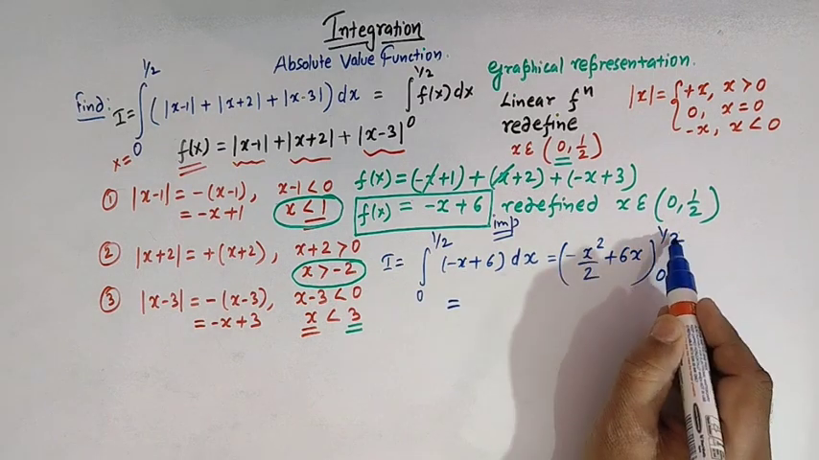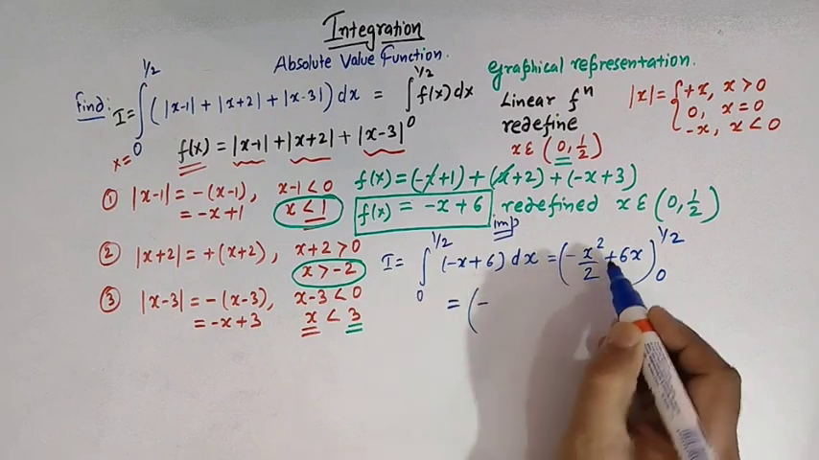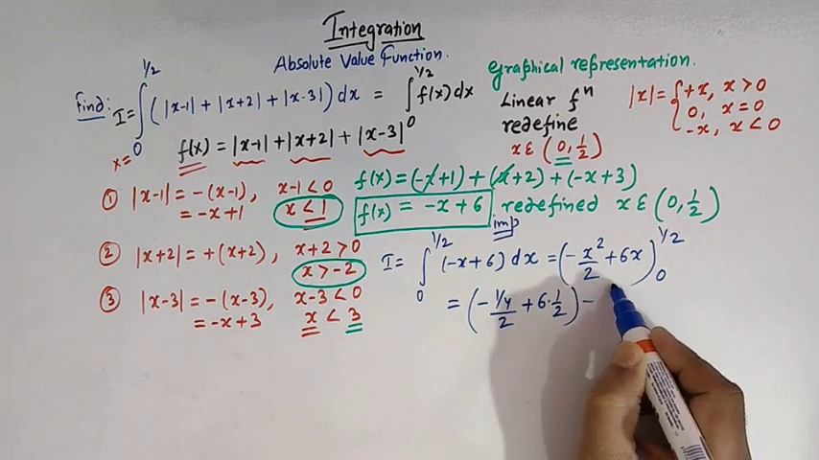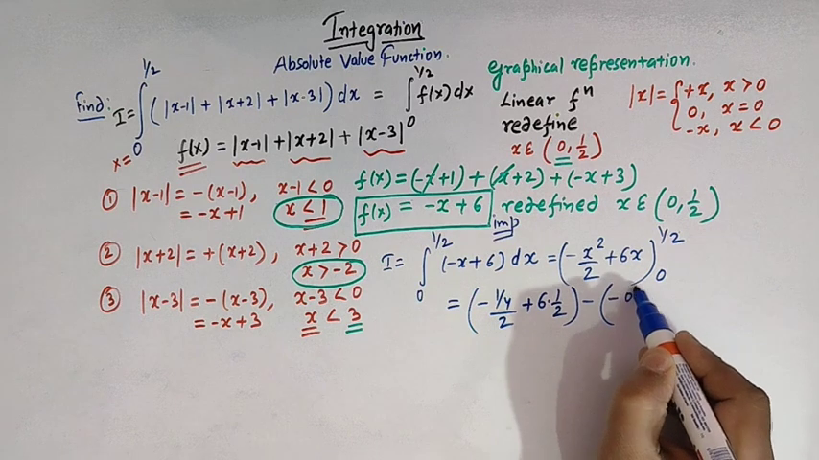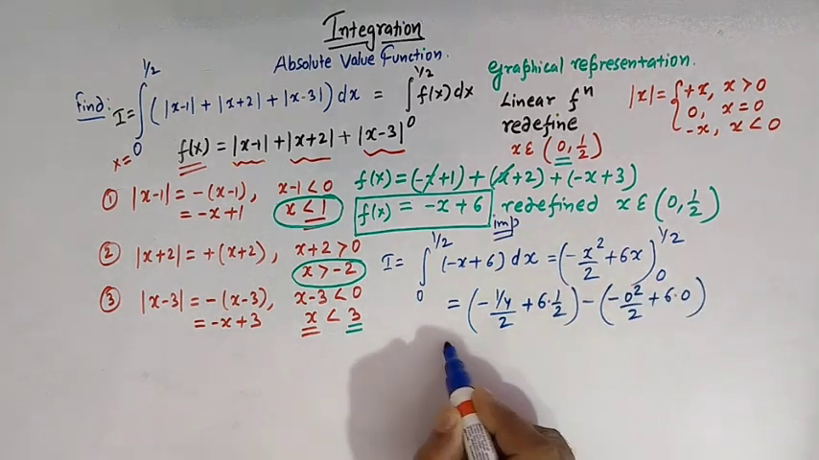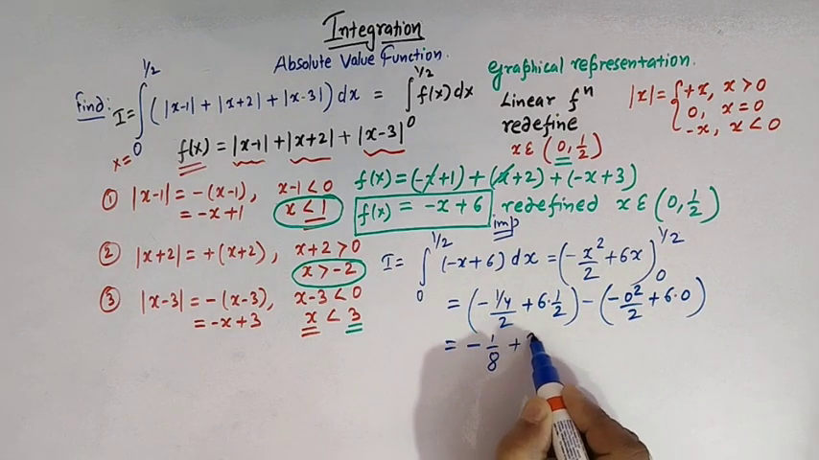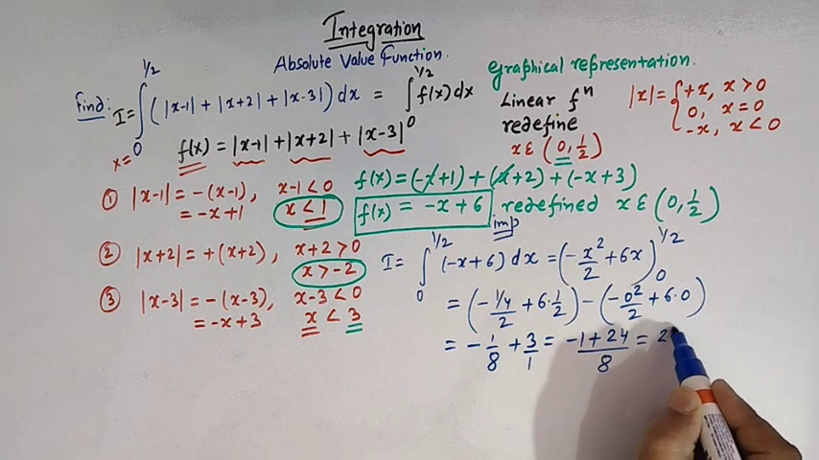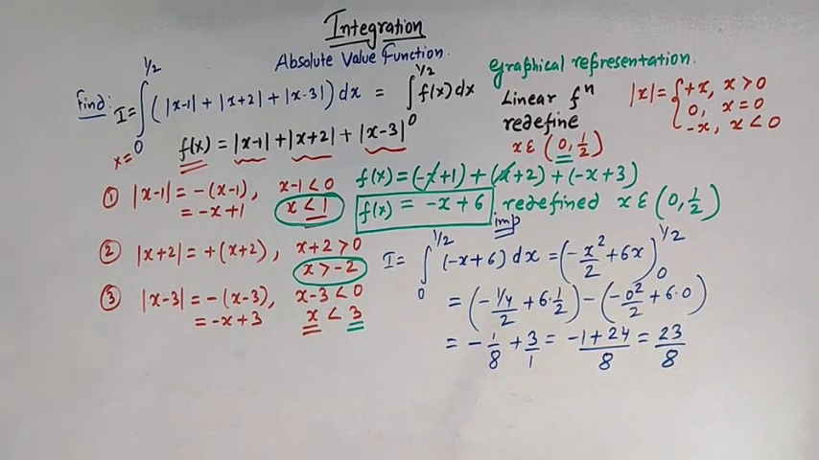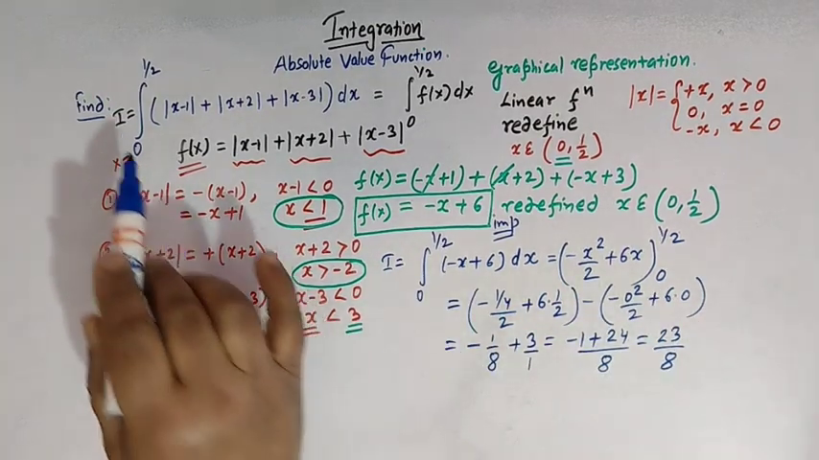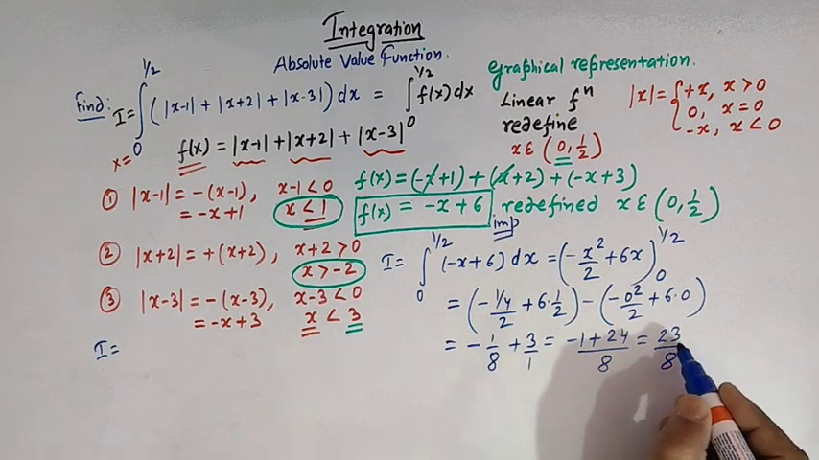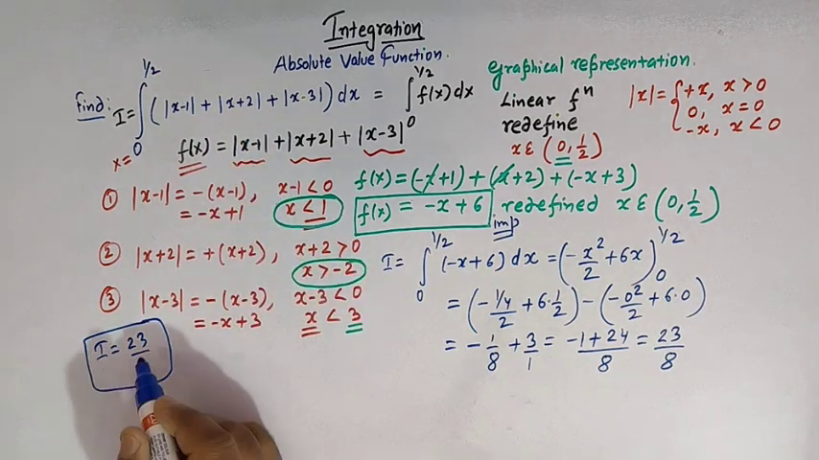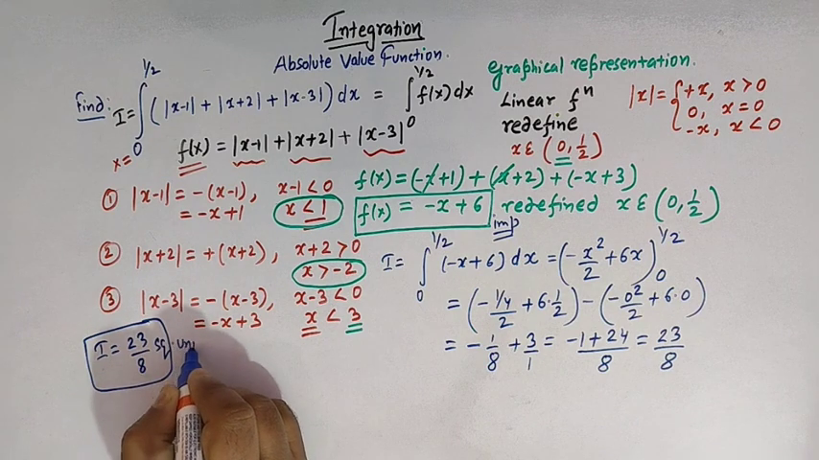So now we can simply substitute the limits and we'll take the difference. So the first one is half square, so here we have 1 by 4, and here we have 6 times half, and then when we take 0 here, this term becomes 0 square over 2, and this is 6 times 0, right? So this is negative of 1 over 8, and this is 3, so this is minus 1 plus 24, and here we have 8, so this is 23 over 8, right? So viewers, this is how we have obtained the value of this integral I as 23 over 8, right? So the area under this curve is given by 23 over 8 square units, right?